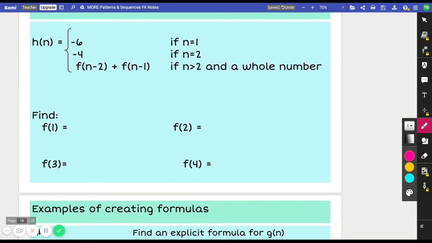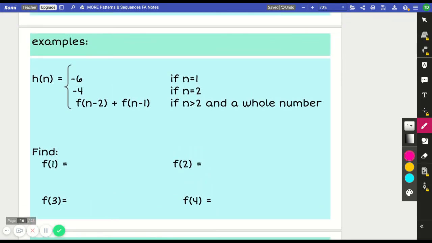Let's look at this example. When n is 1, it will be equal to negative 6. When n is 2, it's equal to negative 4. And if it's greater than 2, we're going to use this equation. We're going to add the previous two terms. So f of 1 is going to be negative 6. F of 2 is negative 4.